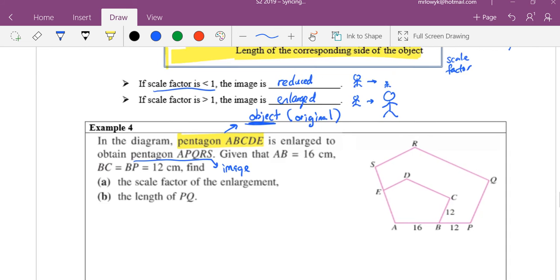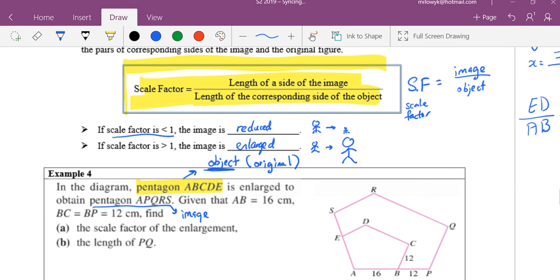Why? Because of this box here. Can you read again? The scale factor is always the length of the image over the length of the object. Can you follow? The scale factor is always the image over the object.